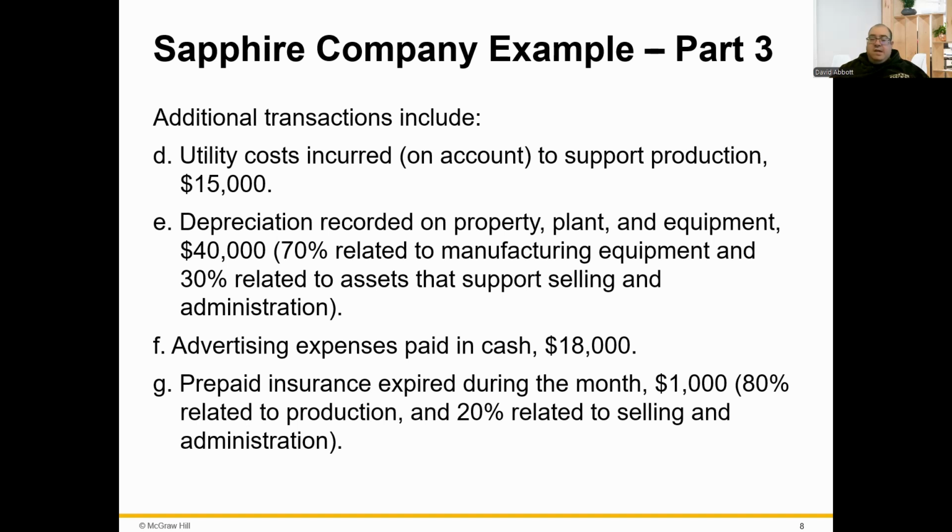Advertising expenses of 18,000. Again, we're not worried about that to calculate overhead. They had prepaid insurance for the month of 1,000. Of that, 80% was related to production, so 80% of that we're concerned with that they used. 20% was related to selling and administration, and we're not concerned with that 20% to figure out overhead.